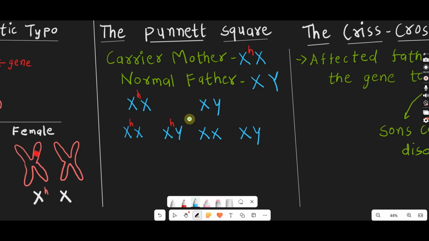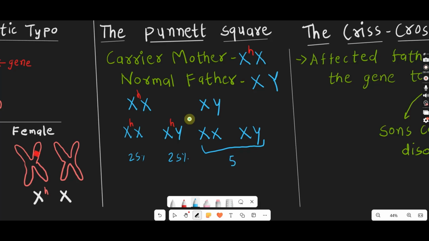What if the question is, what is the probability of having a carrier child? So that will be 25%. What is the probability of having a hemophilic child? That will also be 25%. The probability of a normal child is 50%.